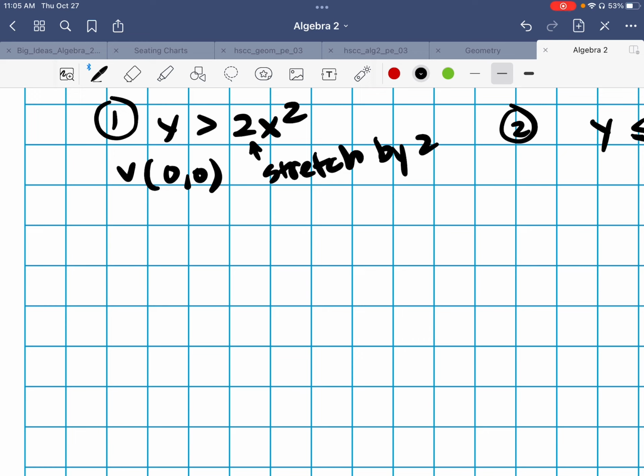Well, let's go ahead and graph this thing. So it's a fairly straightforward graph. We're going to graph the y-axis, followed by graphing the x-axis.